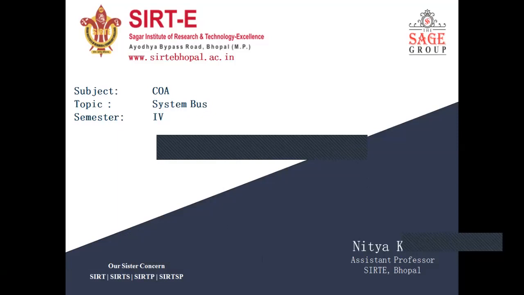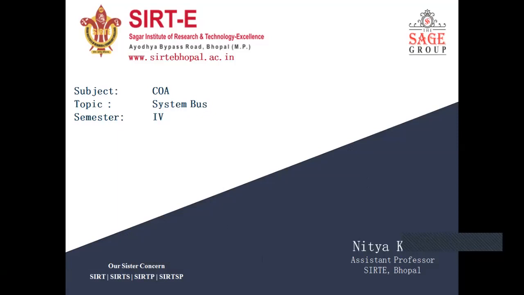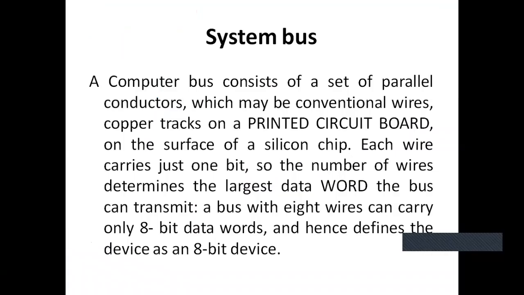Today in this video lecture, we will discuss the topic system bus. So, the system bus in a single word is parallel wires. Or in other words, we can say that a computer bus consists of a set of parallel conductors, which may be conventional wire, copper track on a printed circuit board, or on the surface of a silicon chip.